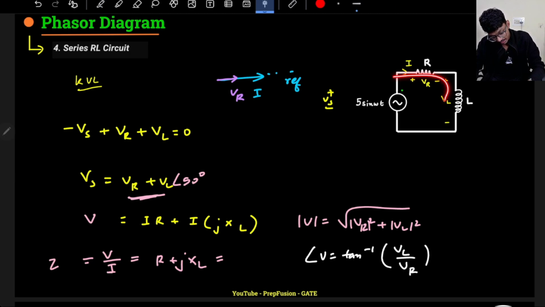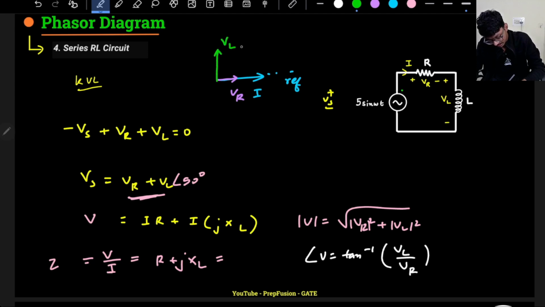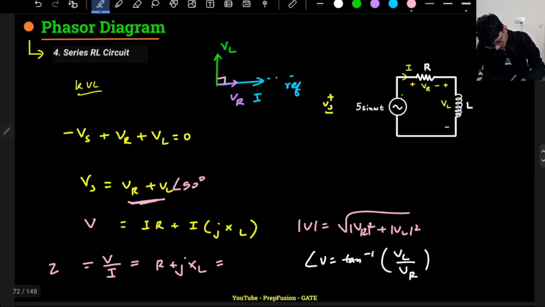Through the current, the inductor voltage will lead by 90 degrees. This I have taught in the previous portion of this video. So voltage will basically lead the current. That's it. Voltage will lead the current.